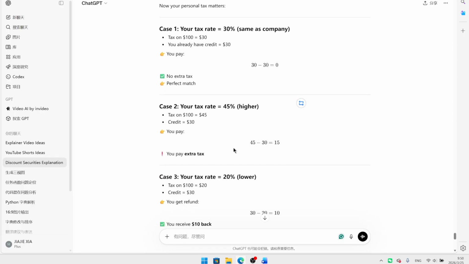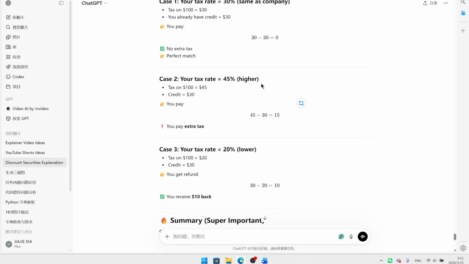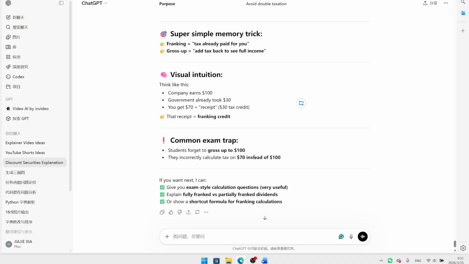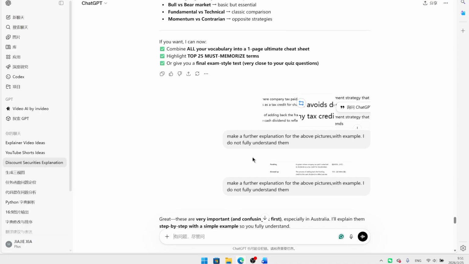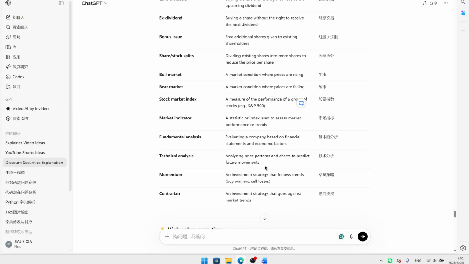But if your tax rate is 45%, your taxation is $45. You have paid $30. You only need to pay $15 extra. That's correct. So I got what that means.